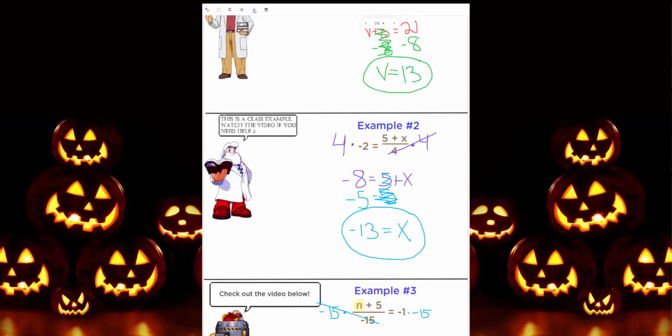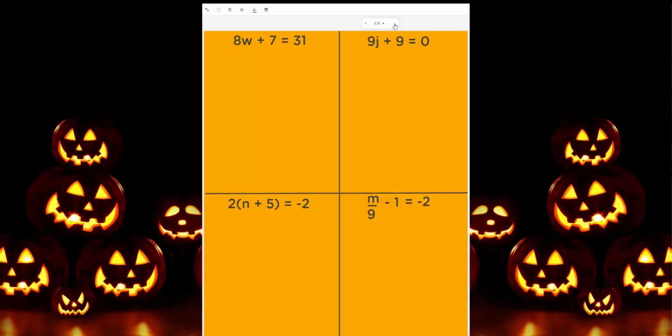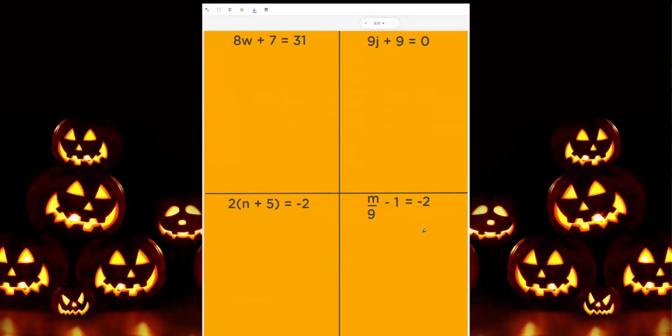And there we go, ladies and gentlemen. That is all of the examples done. And if you go to slide 8, this is where you will find the 5 problems I would like for you to do on your own.